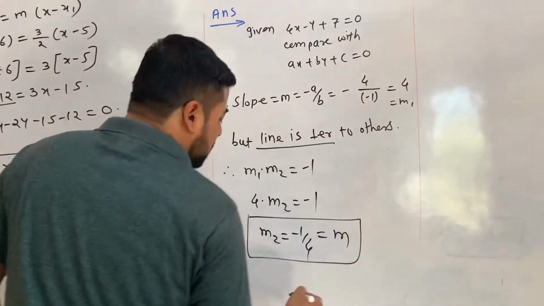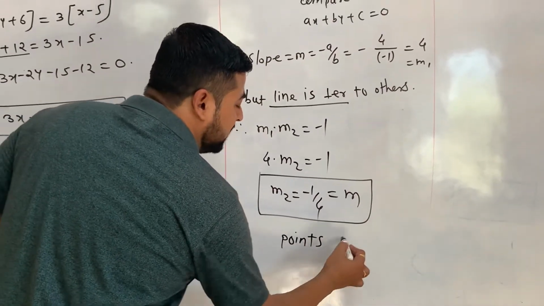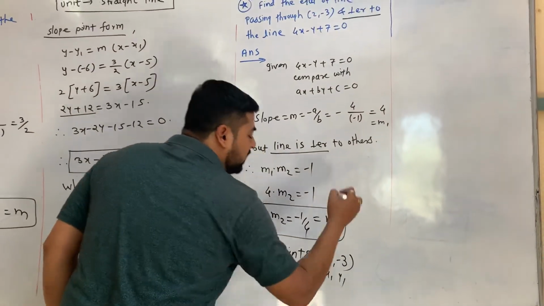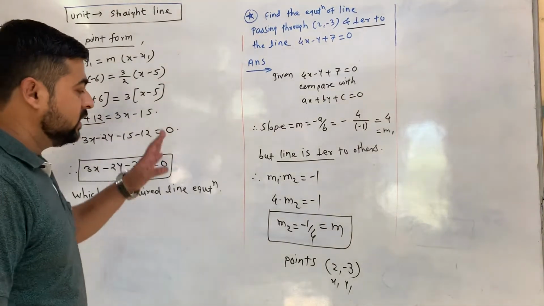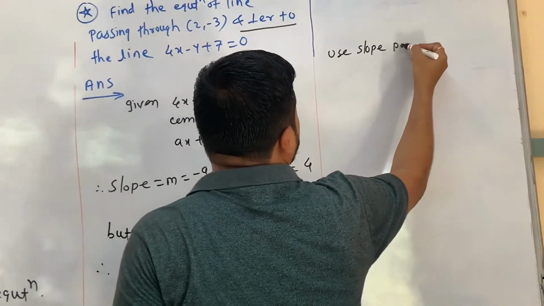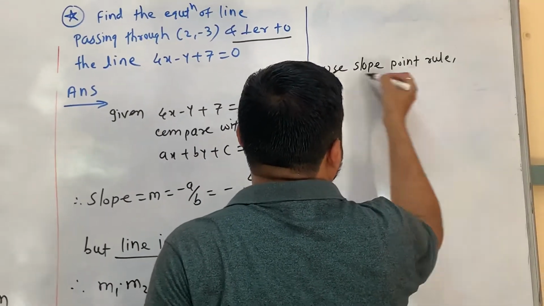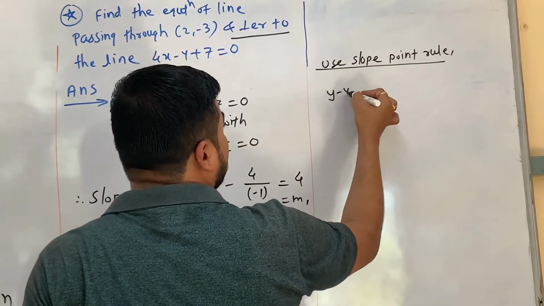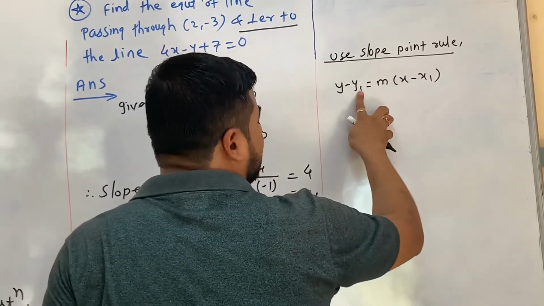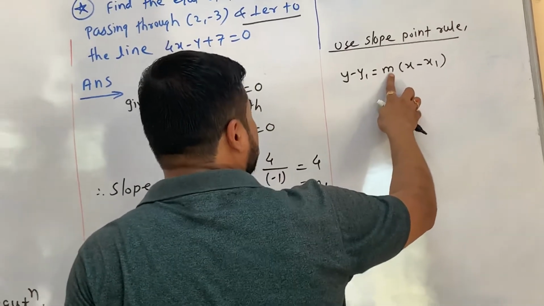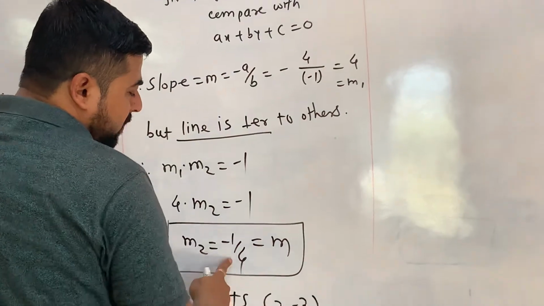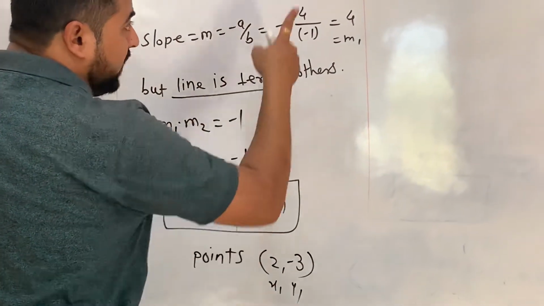Now the points, you know very well, are given: 2 and minus 3. So 2 is called x1 and minus 3 is called y1. Use the slope point formula: y minus y1 is equal to m times x minus x1. Replace the x1 and y1 values as well as m. Here m means m2. The x1 value is 2, the y1 value is minus 3 and m is minus 1 by 4. So we put all these three values in the equation.